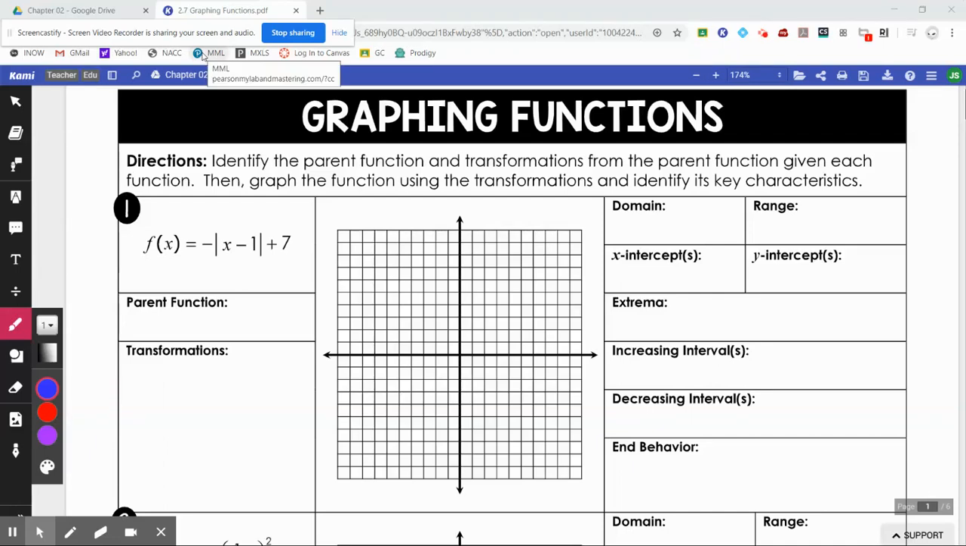Okay, in this video, we're going to be graphing functions. The directions say identify the parent functions and transformations from the parent functions given each function. Then graph the function using the transformations and identify the key characteristics. As we go through these transformations, we're going to identify stretches and compressions first, flips second, and then all translations last. That's going to be the order that we do these in.